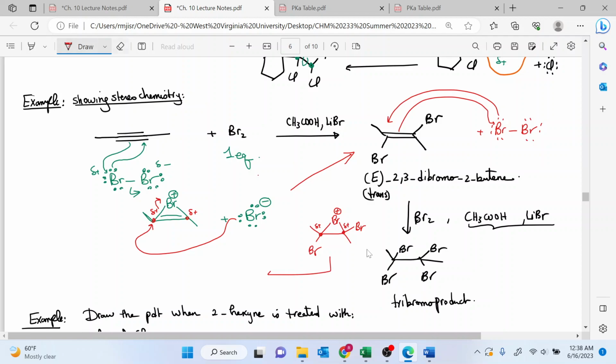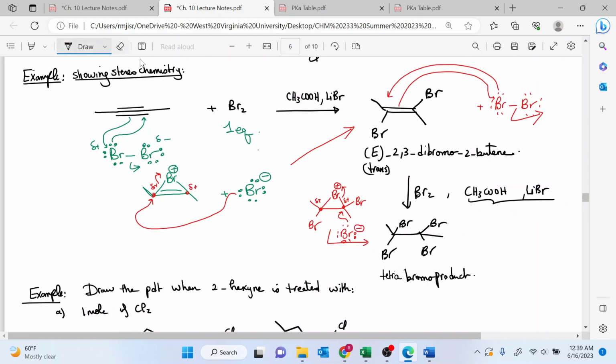So now let's put it this way. We're going to go ahead and add the Br minus, which is in the solution. So that Br minus is going to come and attack this carbon, open the bond, and I'm going to end up forming my tetrabromo product.